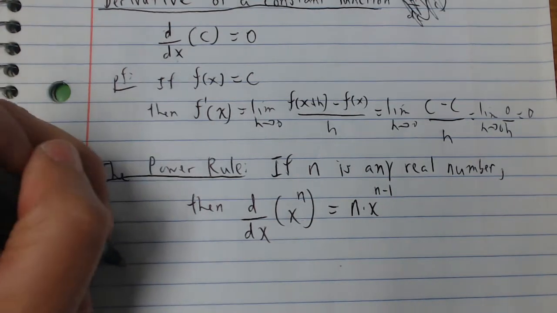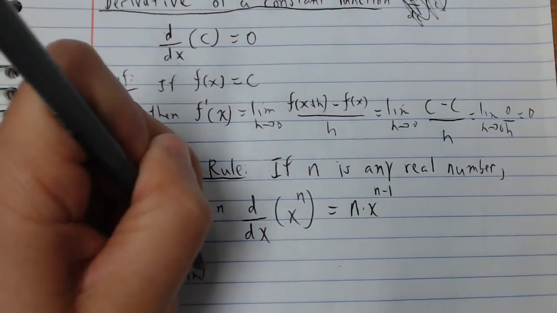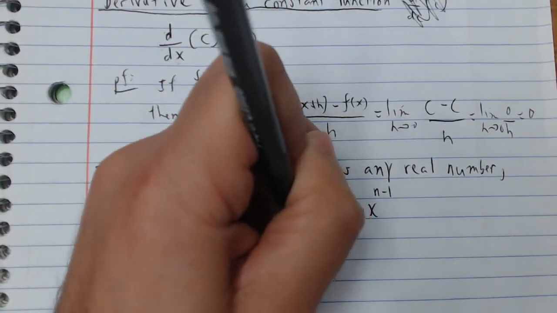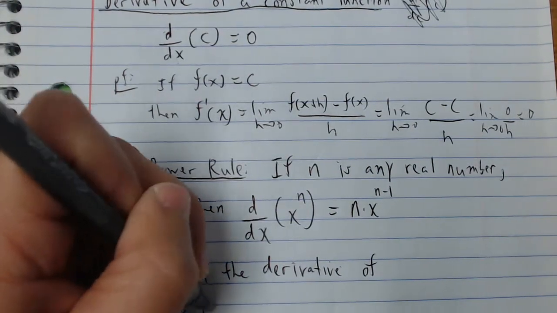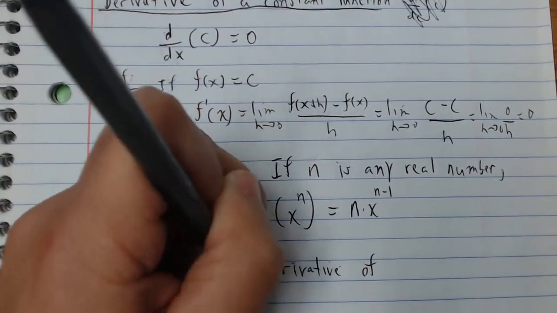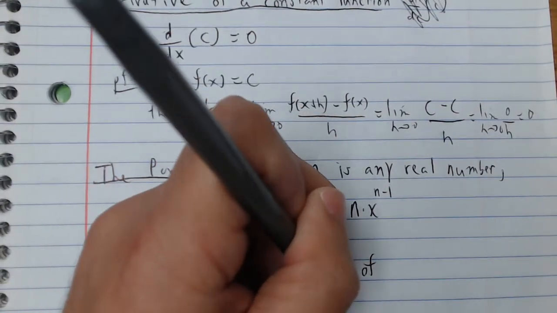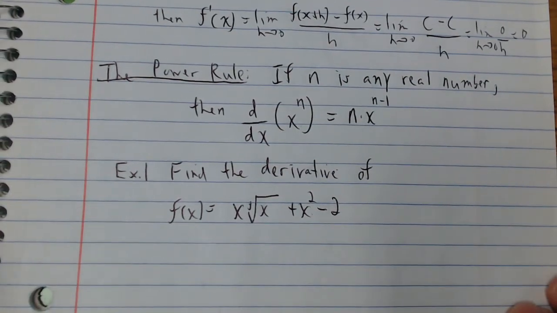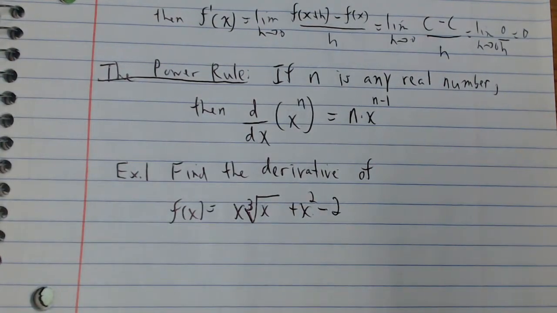So let's look at our first example. Find the derivative of f of x equals x times the cube root of x plus x squared minus 2. Let me move this up so you could see it. So once again, this is the cube root of x, okay? So we want to find the derivative of this.